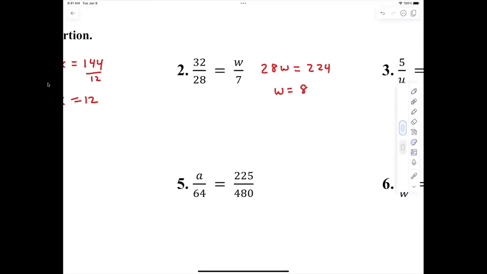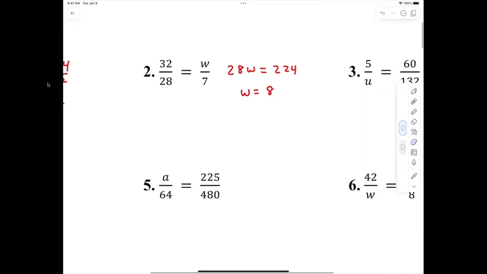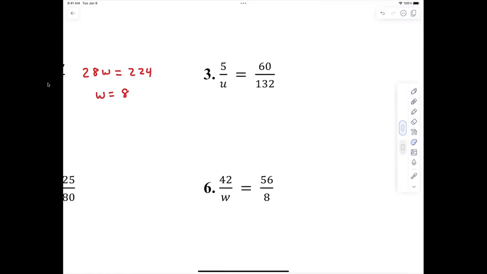So again, cross multiply. The variable and the number go first, and then the two numbers get multiplied, and then just divide. Sawyer, go. So 132 times 5 is what? That's a good question. Hold up.